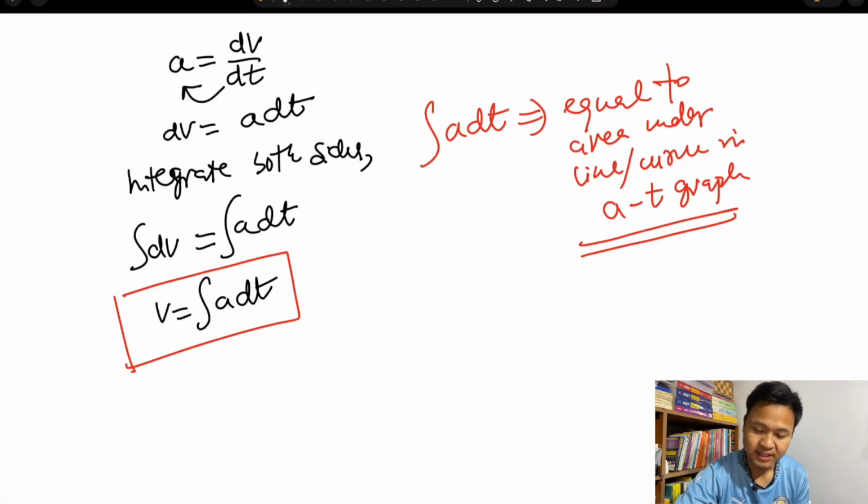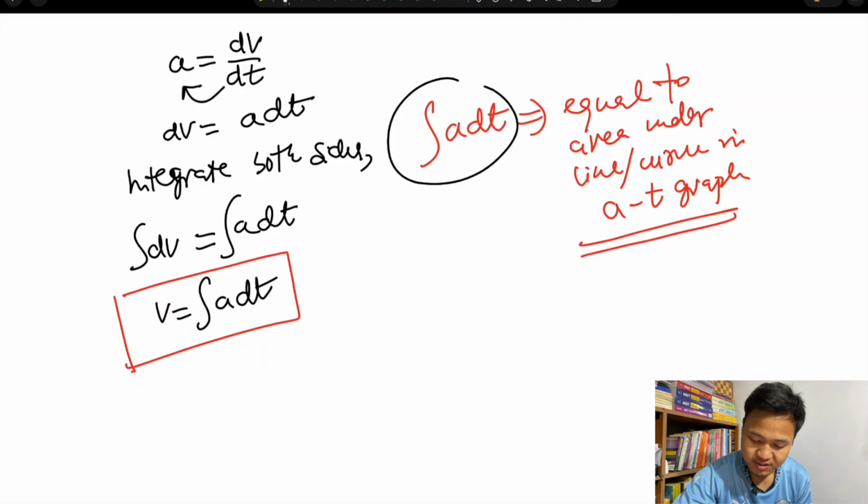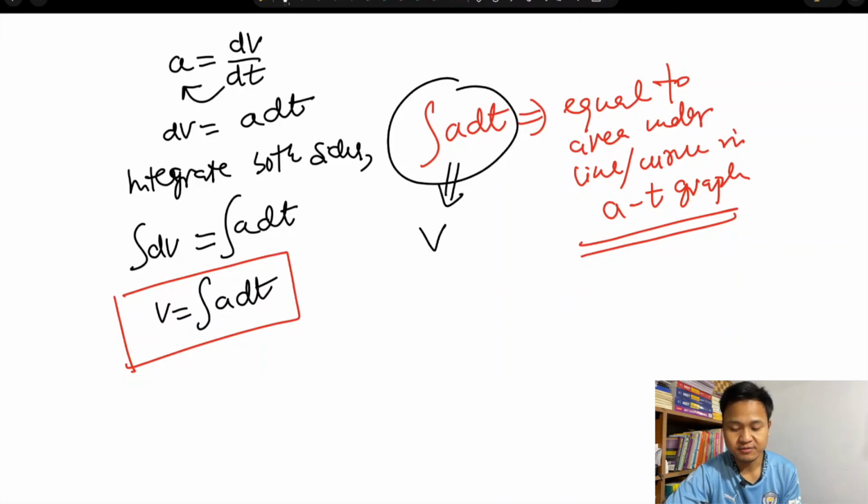So this integral a dt is nothing but v. That means in an at graph, v, that means velocity or speed, will be given by the area under the curve or the line. Okay, so remember.